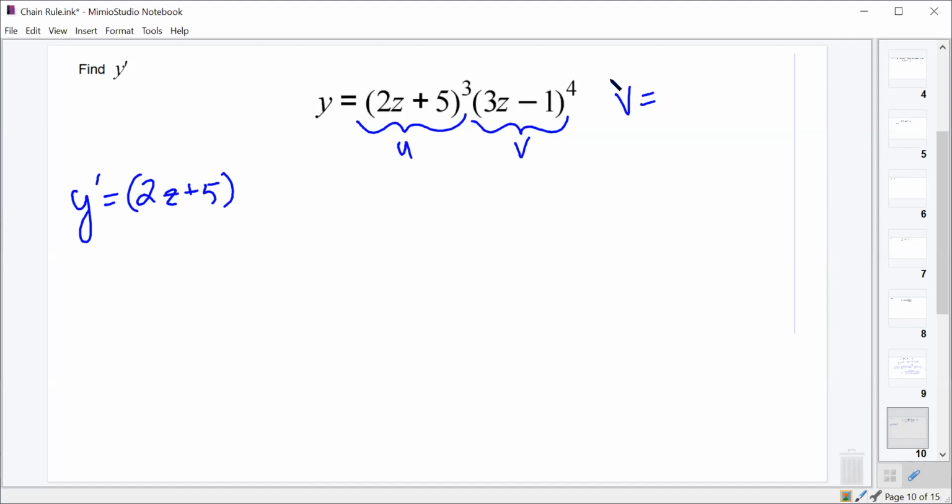We're going to use the chain rule on the derivative of 3z minus 1 to the 4th. Nobody has a variable they want to use? Q, all right, Q to the 4th with Q equal to 3z minus 1.